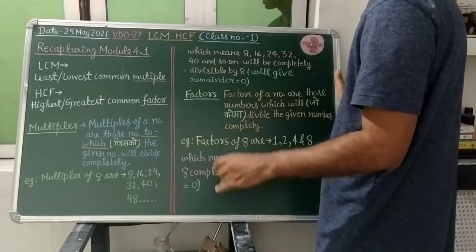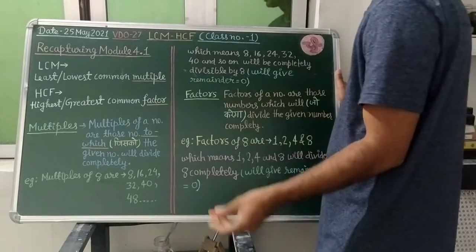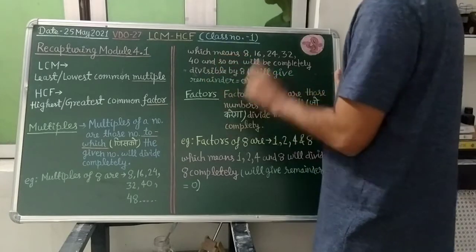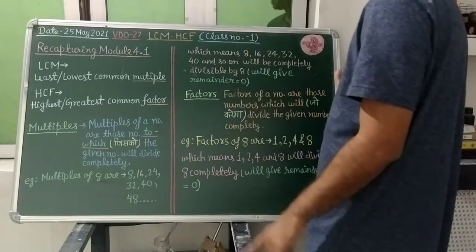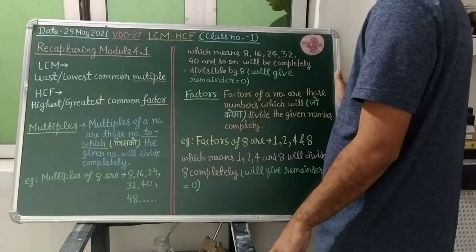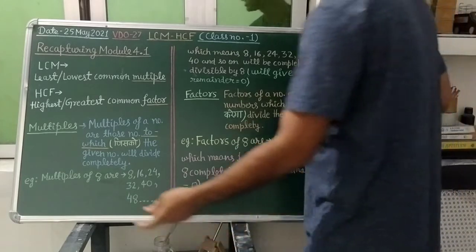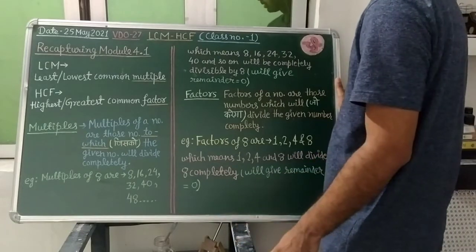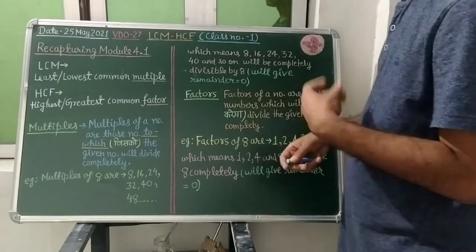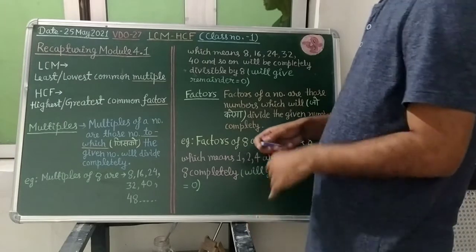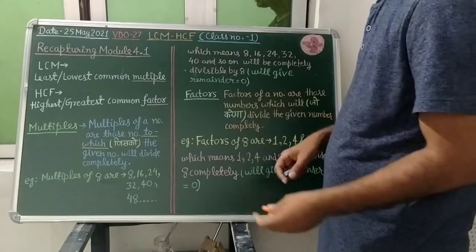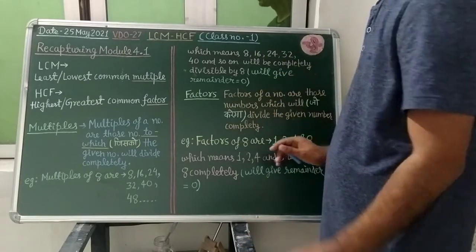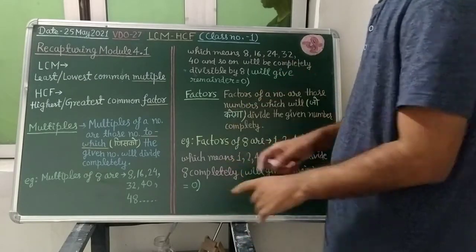Whatever the given number is, the given number will divide the multiples of that number completely. The meaning is what, students? If you want to write the multiples of any number, what will you do? You will read out the table of that number. That will be the multiples of that number.